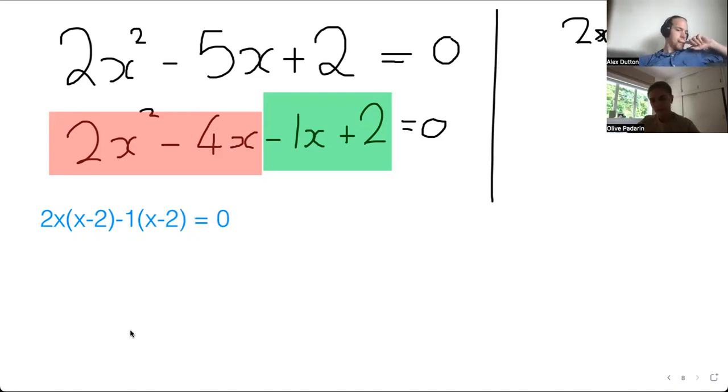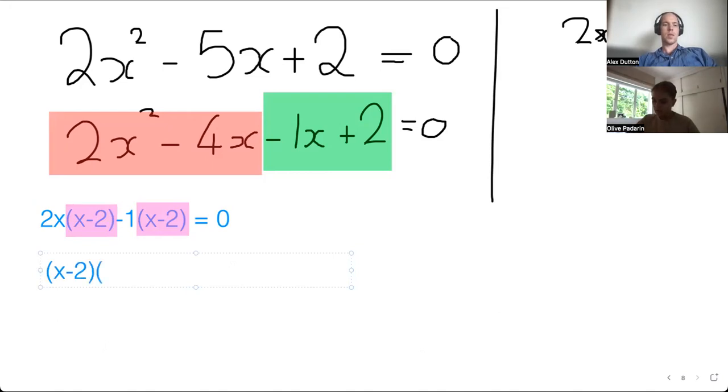Can you see? Yeah. Now, what's the last bit? Once again, we've got this common factor here, this x minus 2. So we can pull it out, and we are left with x minus 2 times, and then what was left? We've got the 2x and the minus 1, so we get 2x minus 1 equals 0. Now can you try and solve this?